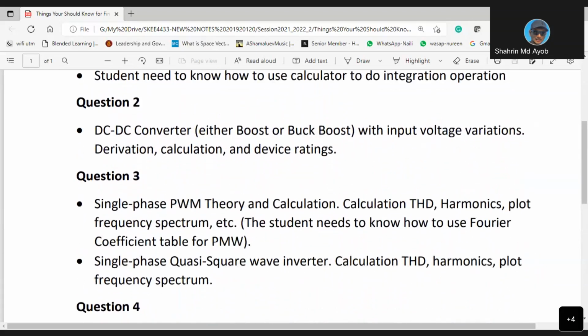I think that's all. Some of the equations will be given, but I think you takkan tengok pun. We will give you a list of equations, but I think you tak sempat pun nak tengok. Ataupun memang tak tengok pun. If you want to look, the equation for how to calculate the THD, THD current, THD voltage, that one will be given in the list of equations.